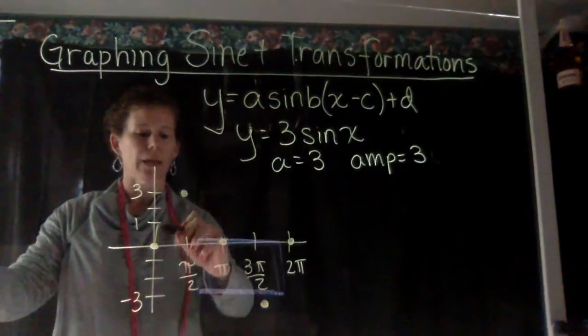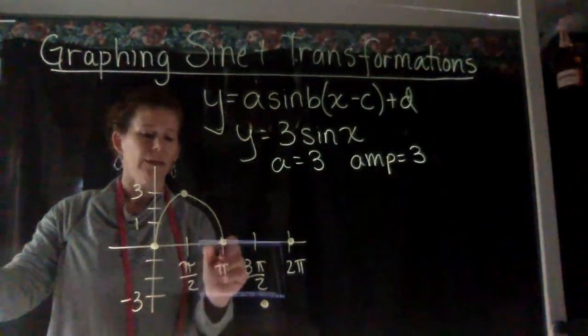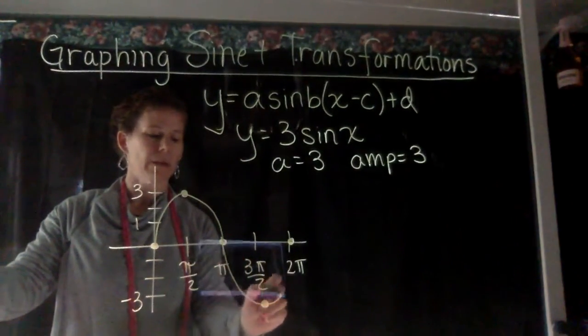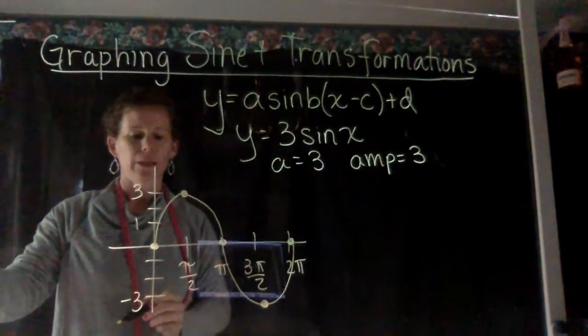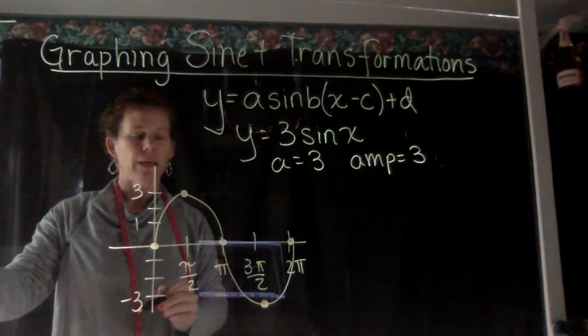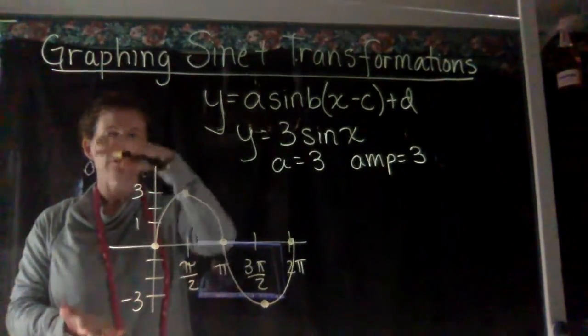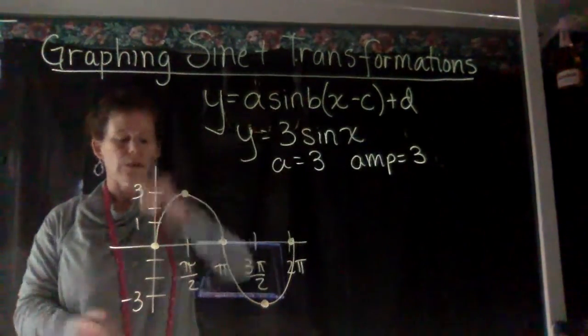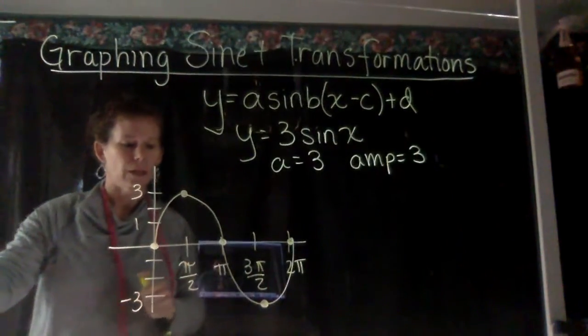I'm going to connect those, and I like to draw them in 4 pieces so I get that nice curve piece. And this is one where my amplitude was 3, which means it's vertically stretched. It was vertically stretched in the direction of y.